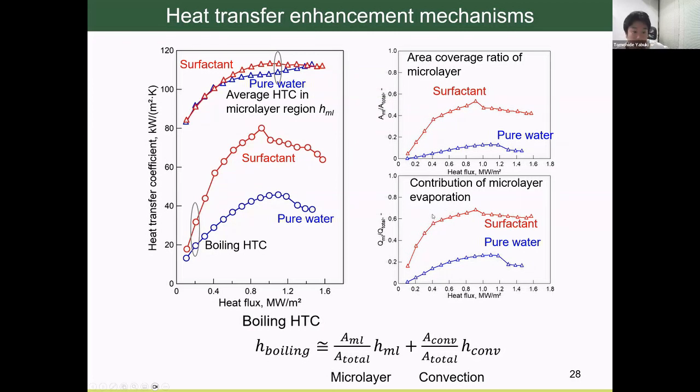So this is the contribution of microlayer evaporation to overall wall heat transfer. For pure water, it's small, smaller than 30%. But for surfactant, it exceeds 50%, and microlayer evaporation dominated the wall heat transfer in the surfactant boiling.